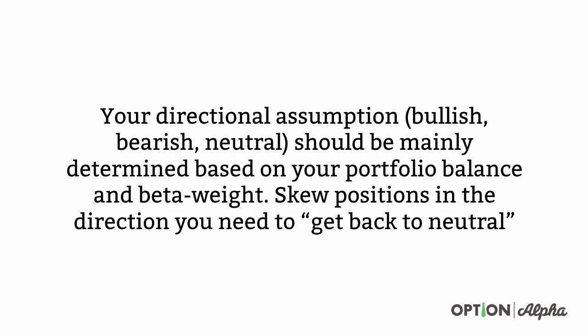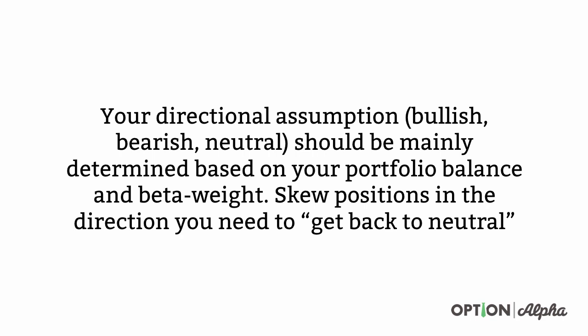Now, your directional assumption, whether you're bullish, bearish, or neutral, is the next thing that we have to talk about. But here's the deal. You should be mainly determining your assumption based on your portfolio balance and your beta weight, which we previously talked about in other videos here in Track 2. Remember, you can skew your positions to the direction that you need to get back to neutral. So the concept here still remains the same: implied volatility is the number one thing that you have to focus on.